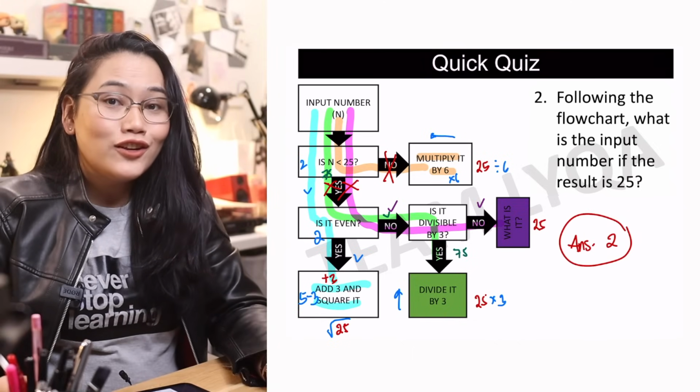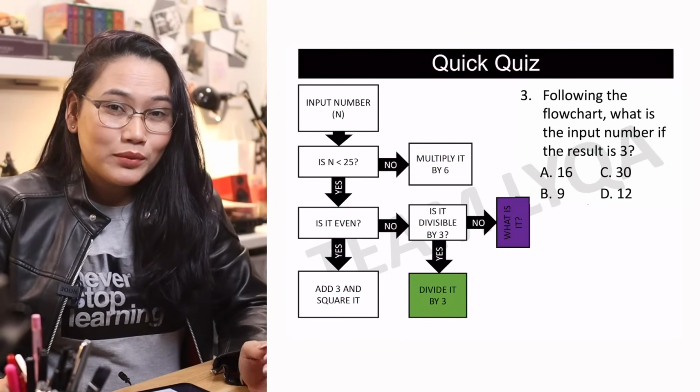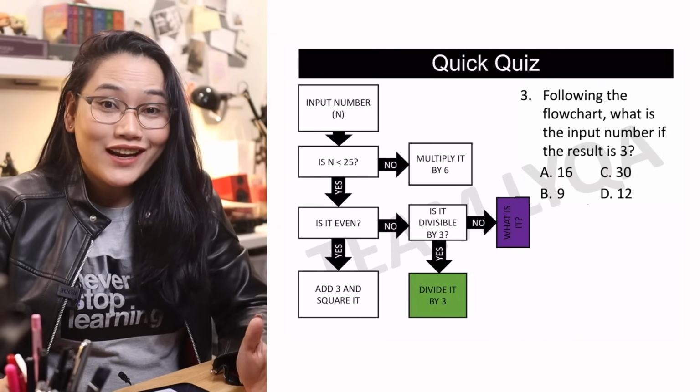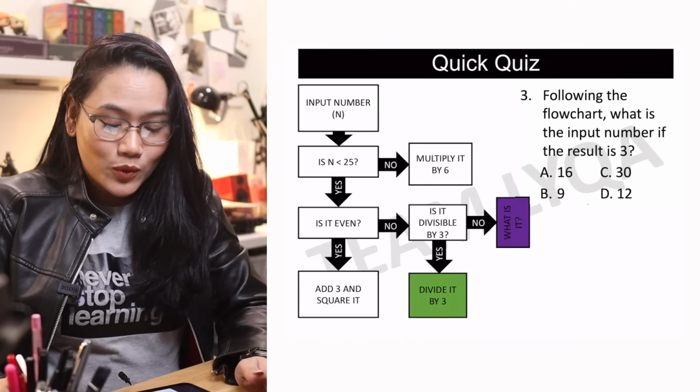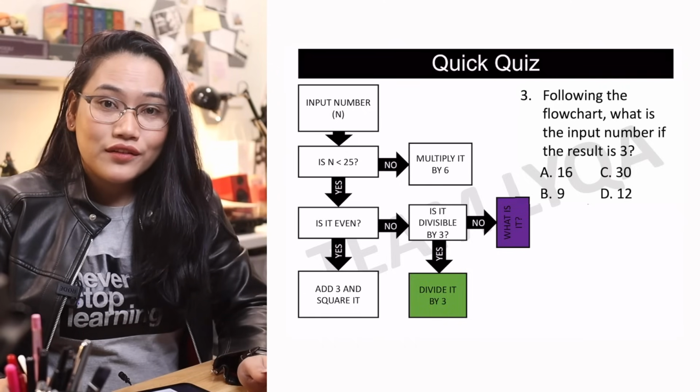Backtracking lang. But again, kung may options, mas madali. Nandito na tayo sa number 3. This time may options tayo. So, magta-trial and error na lang tayo. Mas mahirap kanina. Sabi dito, following the flowchart, what is the input number if the result is 3?